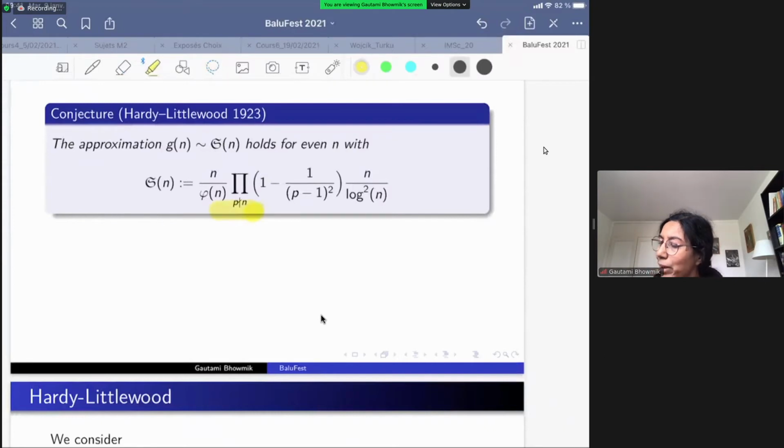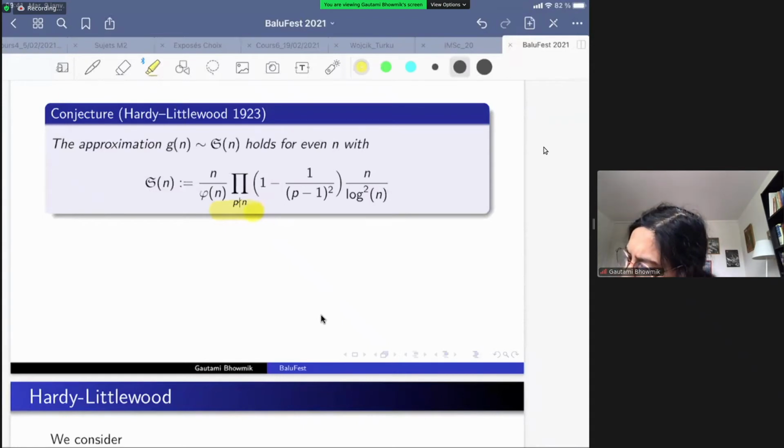Okay, 1 minus 1 by (p minus 1) square, n by log square n, and you have an n by phi n, and this should be a good approximation. This is expected. And what is this? You could also write this as, I'm just stating it because of a certain reason which you would see.